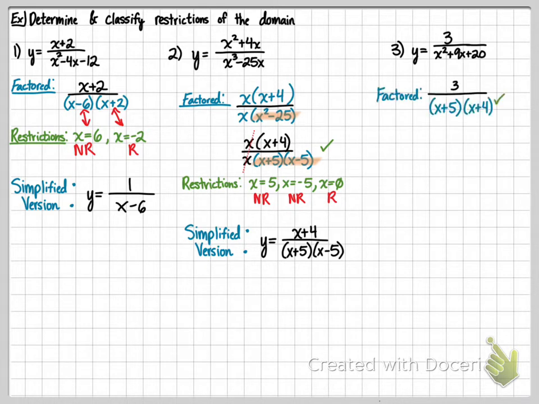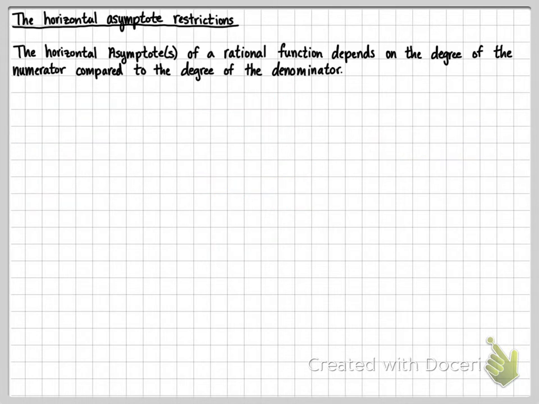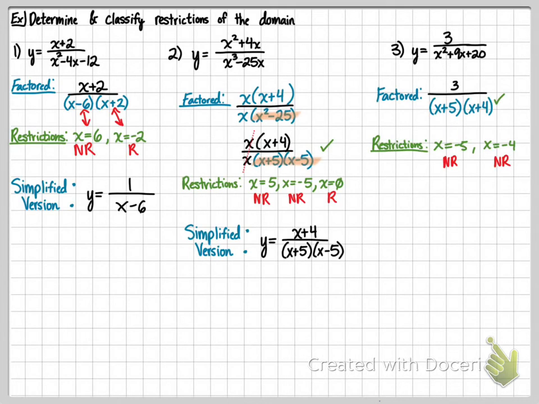Number 3, let's factor out the denominator. So x plus 5 times x plus 4. We have 2 different restrictions, x equals negative 5 and x equals negative 4. We can't simplify with the numerator, with the top, so both of them are non-removable. Oops, I went too fast. And there's no simplified version here. The reason there's no simplified version is because we can't cancel anything out. So this factored version is actually the simplified version as well.